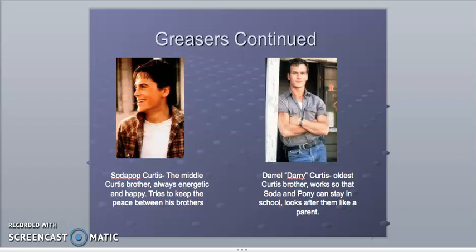So next up we have Soda Pop Curtis. He's the middle Curtis brother. He's always energetic and happy. He tries to keep the peace between his brothers. So he's kind of like the peacekeeper whenever his brothers start arguing.